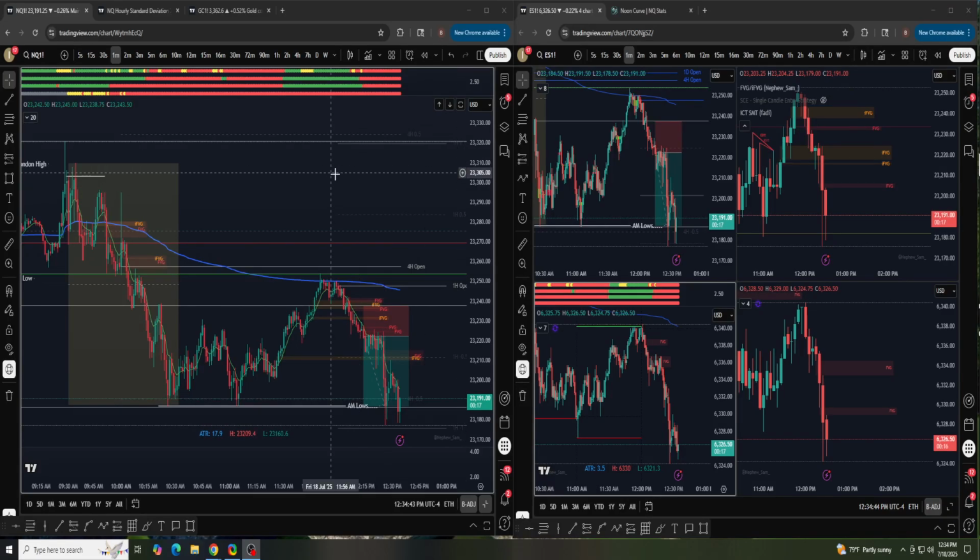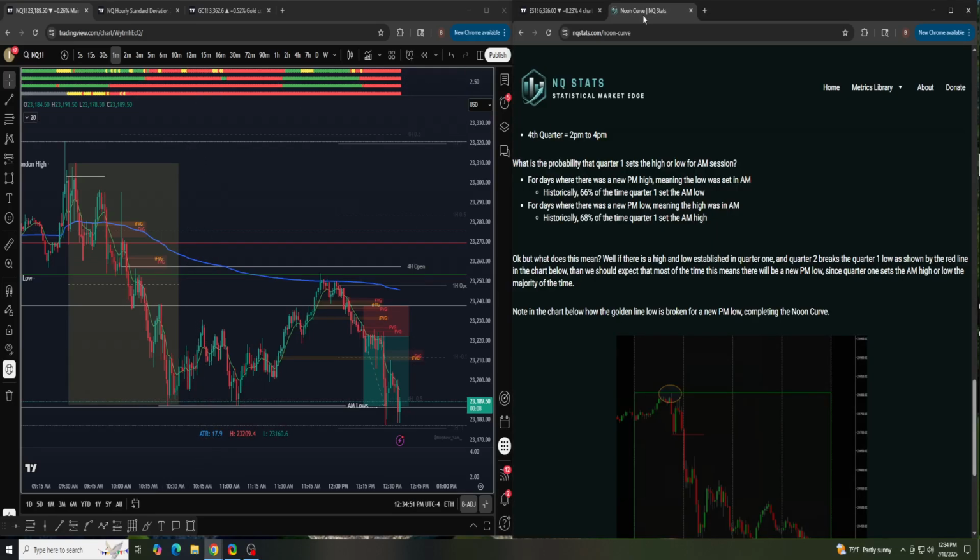I'm going to do a very quick video on how I pair the dots bias indicator, this indicator on the top of the left chart, and NQ stats, specifically for this trade. It's called the noon curve. So this is a very textbook, a very solid setup that I saw. I was done for the day, but when I saw this, I just wanted to make a quick video on this because it was beautiful.